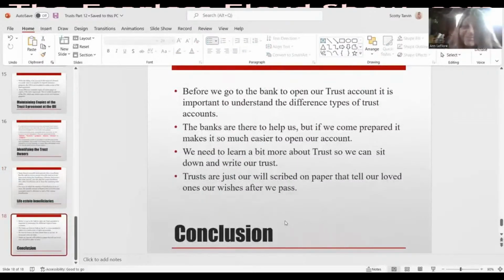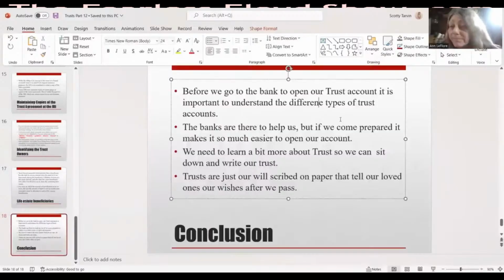The conclusion. Before we go to the bank to open our trust account, it is important to understand the different types of trust accounts. The banks are there to help us, but if we come prepared, it makes it so much easier to open our account. We need to learn a bit more about trust so we can sit down and write our trust.